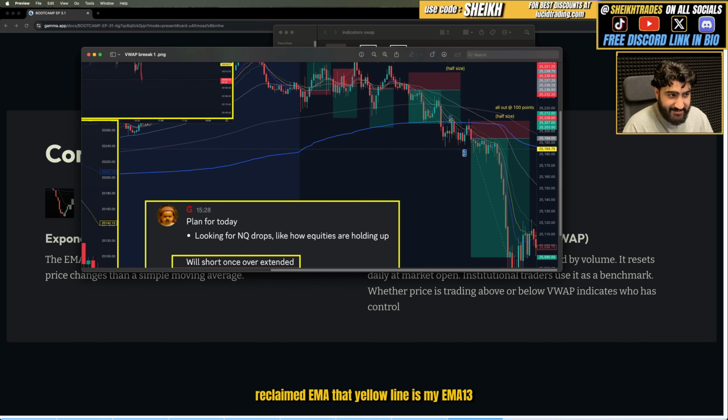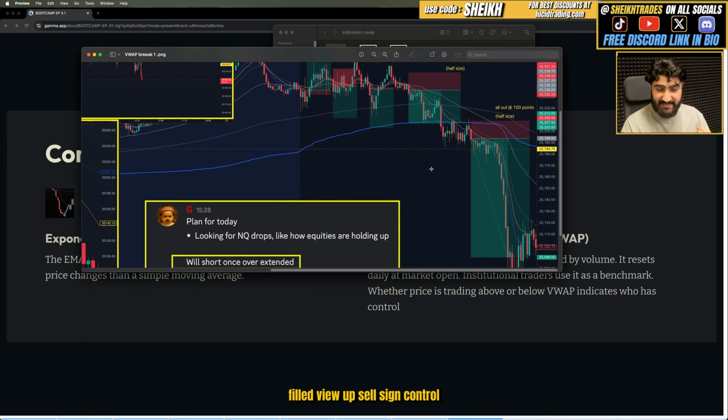reclaimed EMA. That yellow line is my EMA 13, which is sometimes also used as an entry model. Reclaimed EMA, held VWAP. So I was like, okay, I already want short. So I hit into it. It chops me up a bit, and then it fills down for 100 points. Massive trade. Why did I take it?